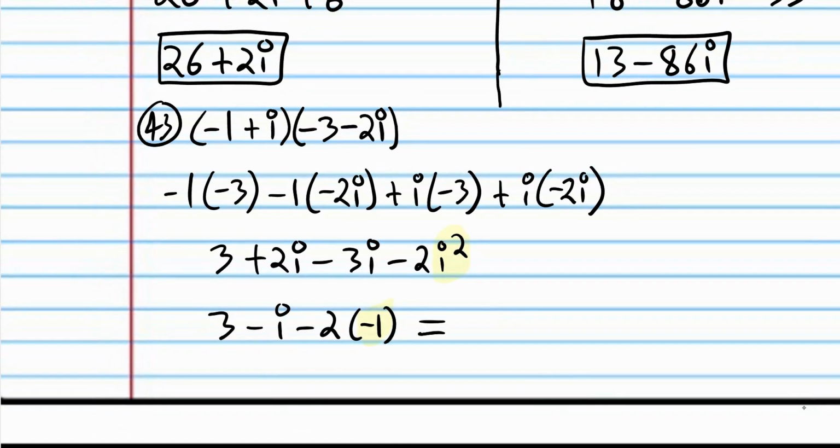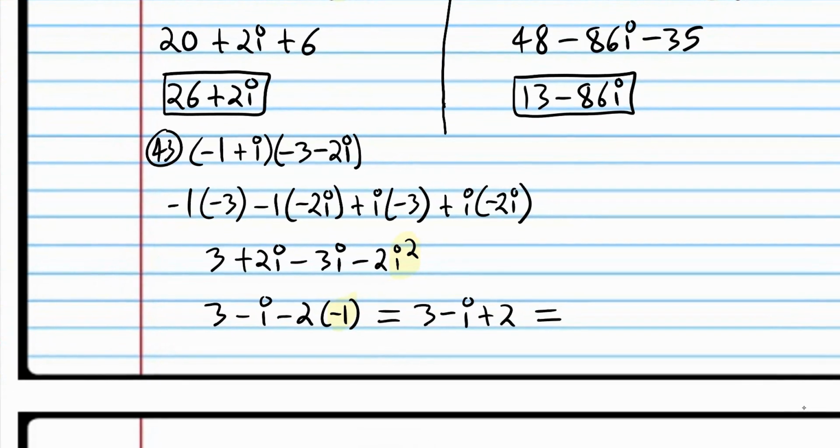Okay, so now we're going to go to the right because we're out of room. So 3 minus i plus 2, and 3 plus 2 is 5. So there you go.